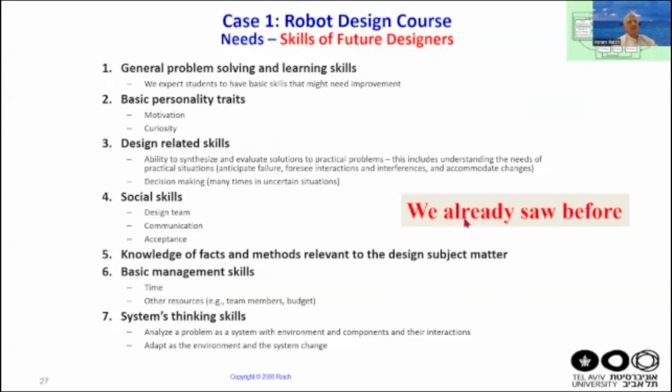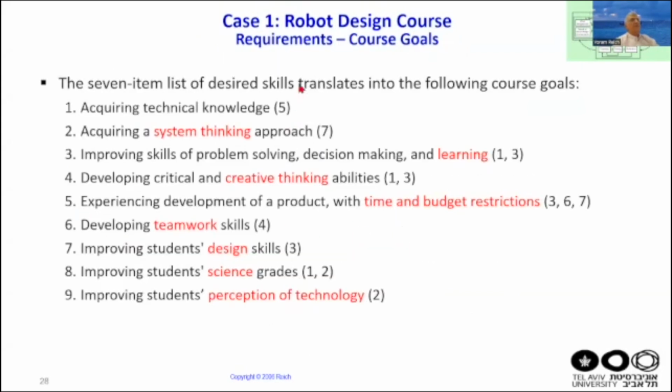So these were the skills. We talked about them, so I'm jumping here. From those, we identified the skills that are necessary. So, for example, system skills, learning, self-learning, creative thinking, time and budget restriction or time budget management, teamwork, and so forth.